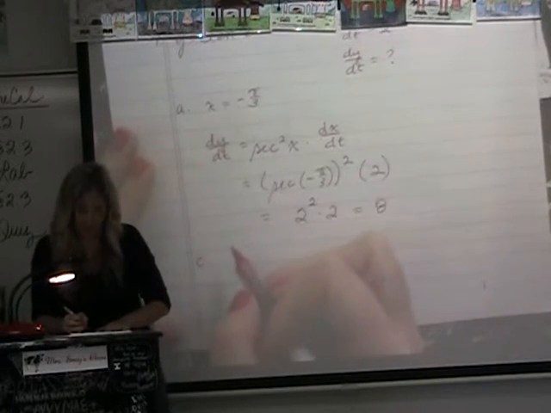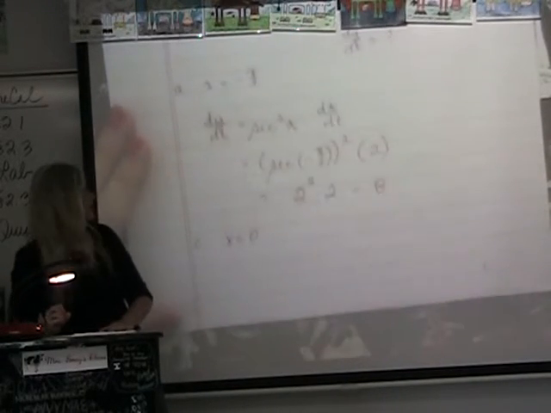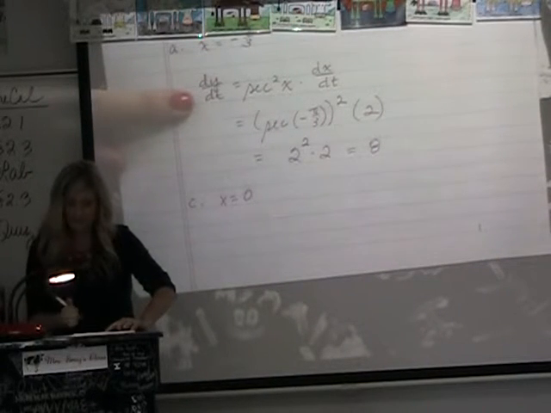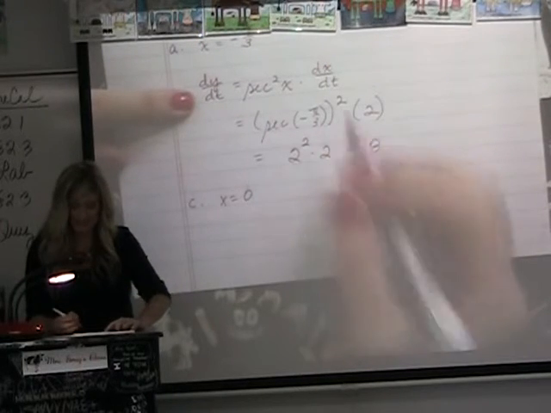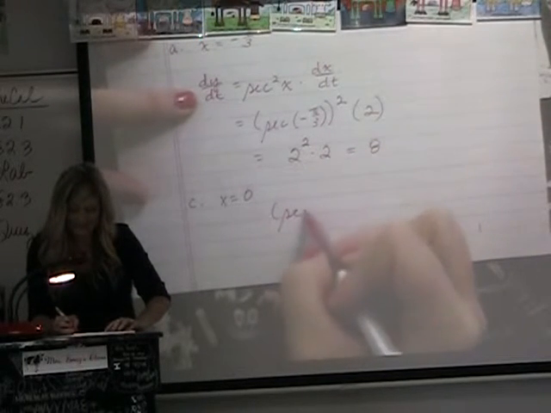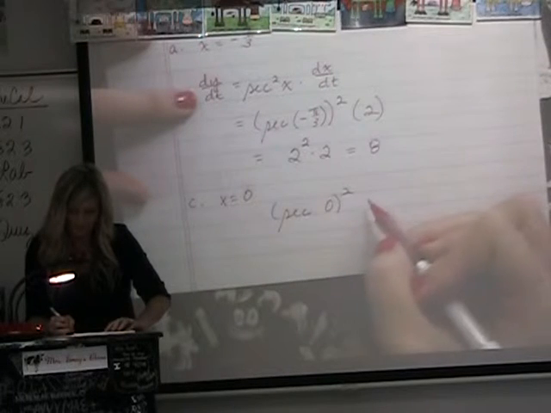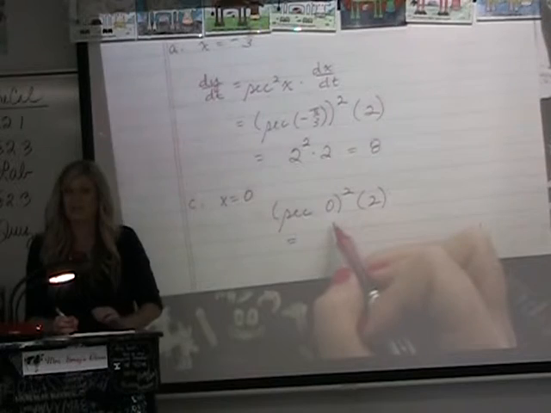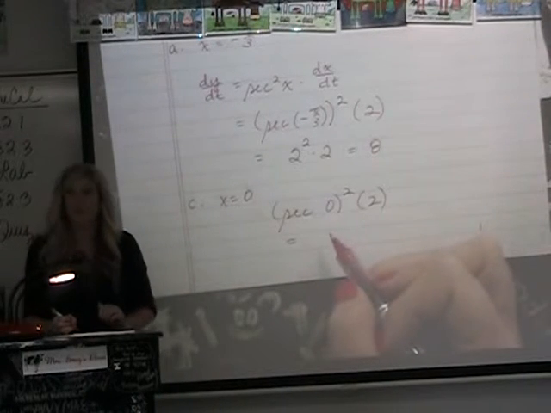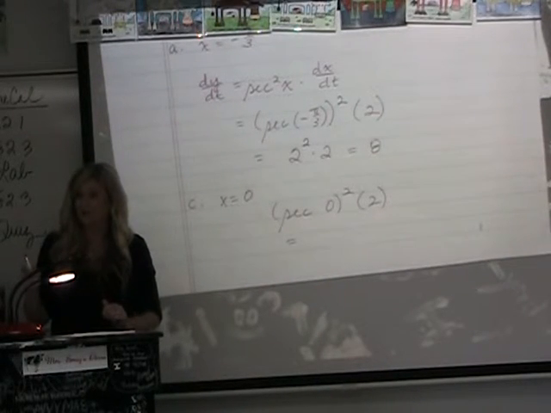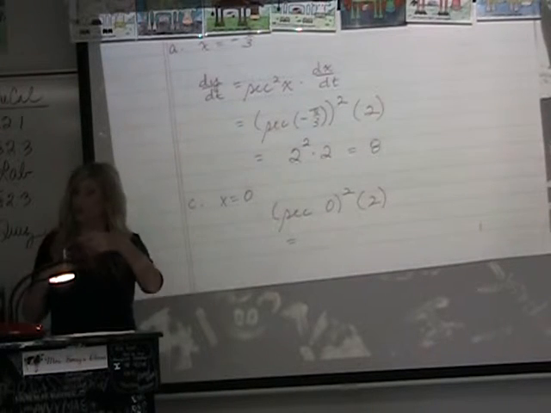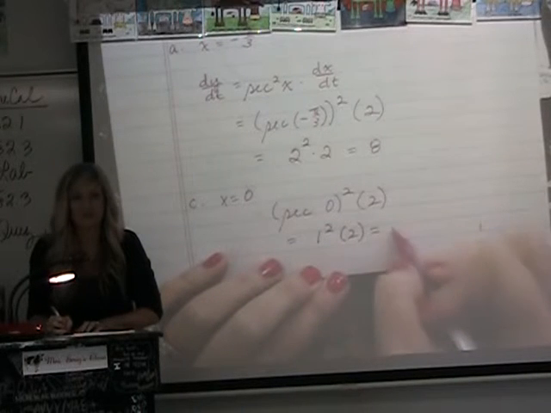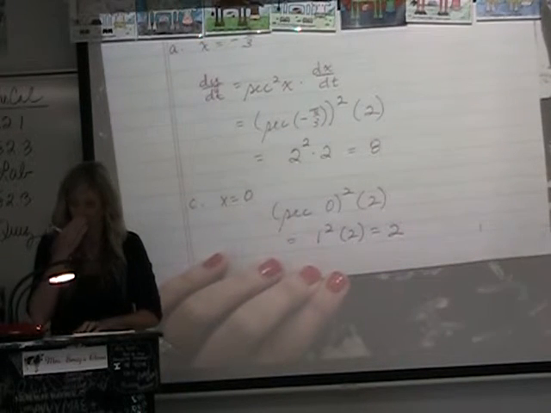X equals 0? Okay. So we're going to do the same thing. We're just going to use this first step that we already have, and we're going to put 0 in for our x value. So it's going to look like secant of 0 squared times 2. Secant of 0 is just 1, because cosine is 1. And when you flip 1 over 1, you still get 1 over 1. And so 1 squared times 2 just gives me 2 for my answer.